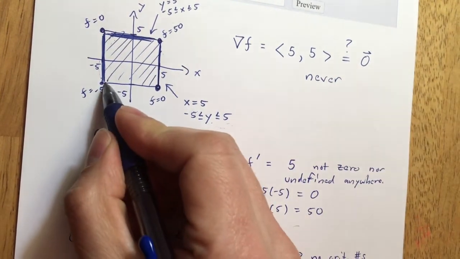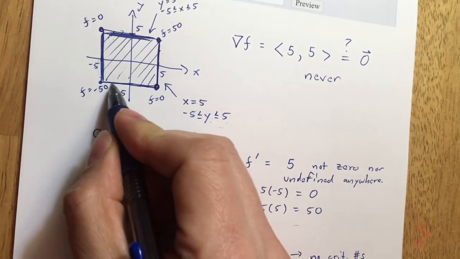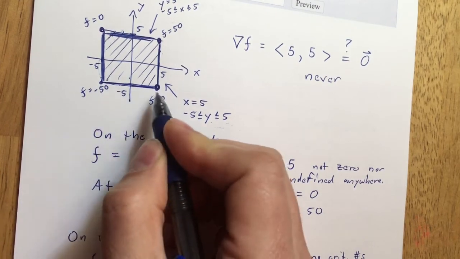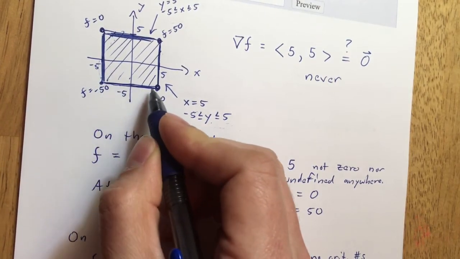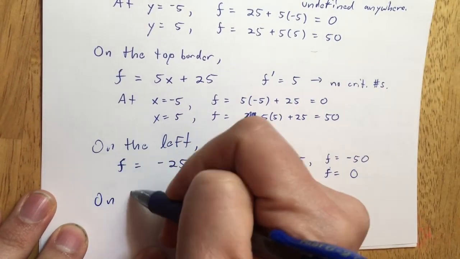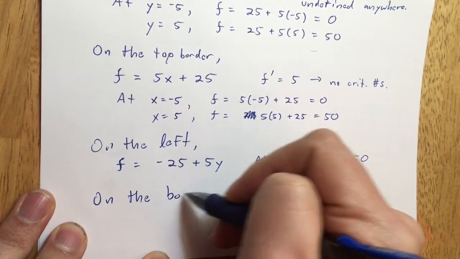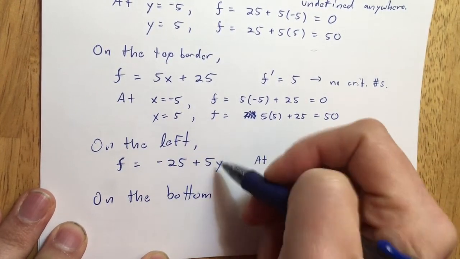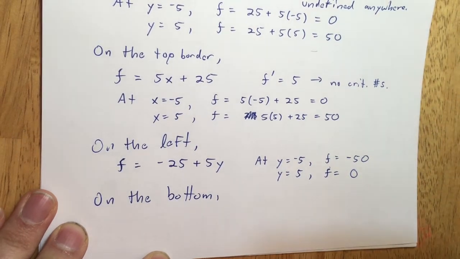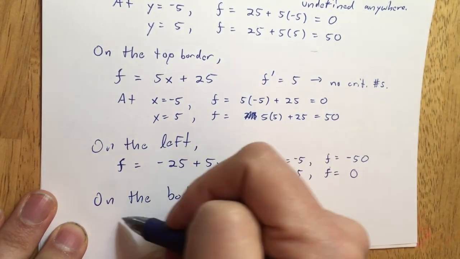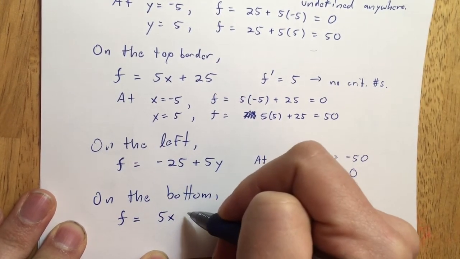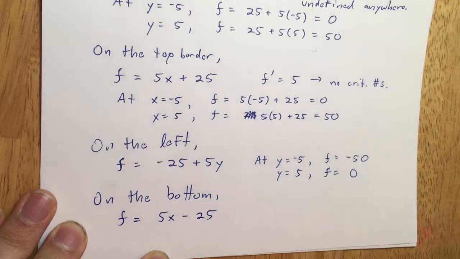Now we should just investigate this bottom piece because it might have a minimum in the middle. We know its values on the endpoints, so we don't need to check those, but we should check to just make sure it doesn't have a minimum in the middle. So let's just quickly do that. On the bottom, what's going on? Well, y is equal to negative 5. So I'm just going to replace y with negative 5 in the expression for f. So f looks like this.